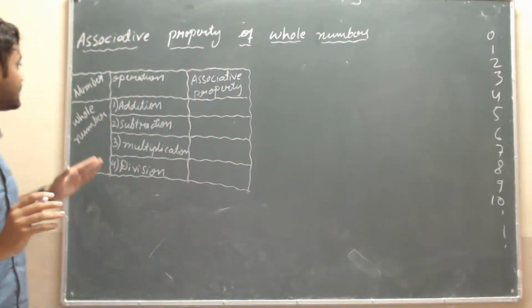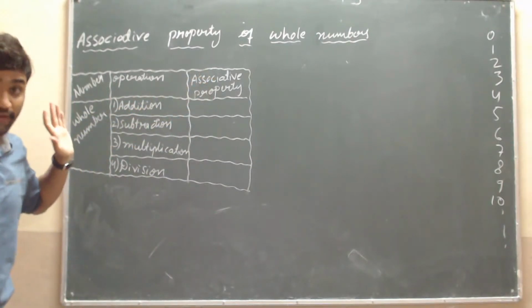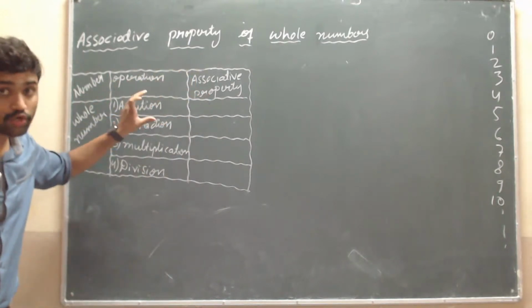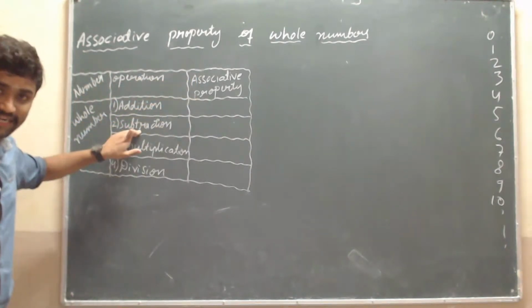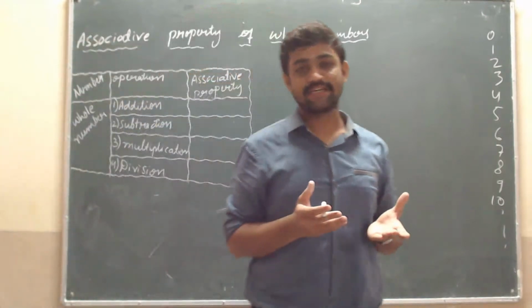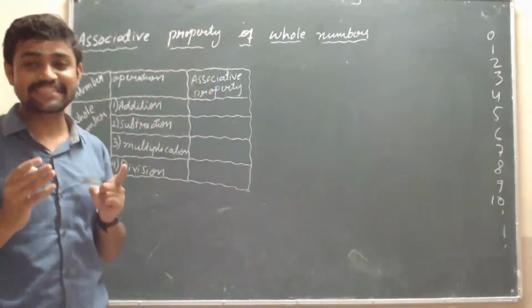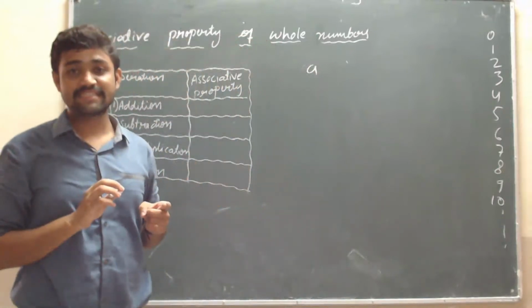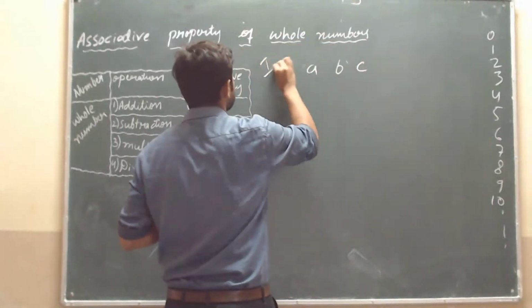Now we have to check whether whole numbers are associative under addition. Not only addition, we have to check subtraction also, whether they associate or not. Let's check with the first operation, that is addition. I will take 3 numbers A, B, C.